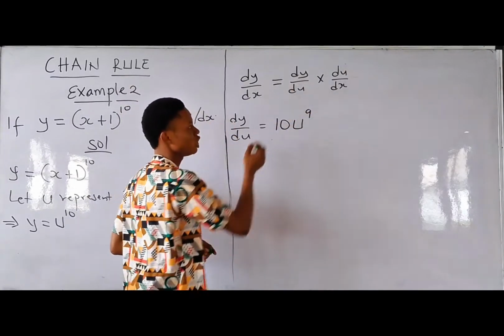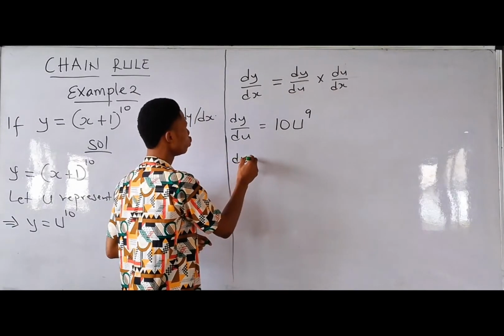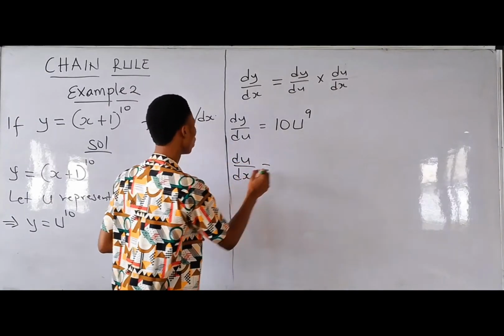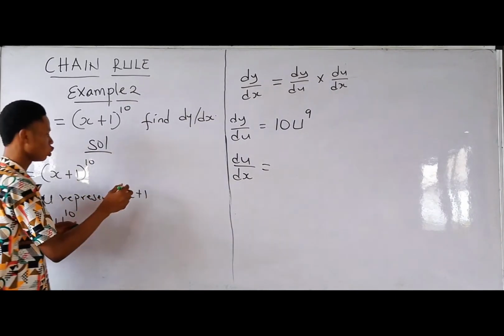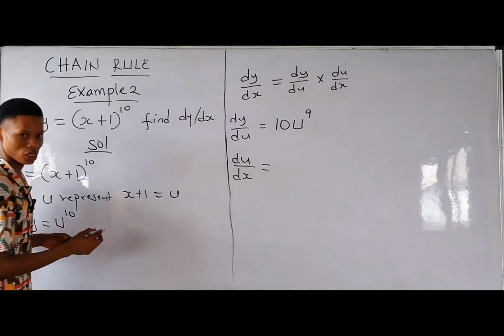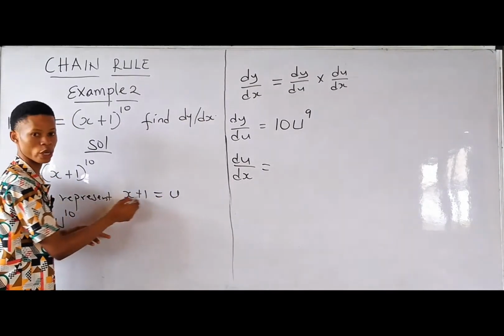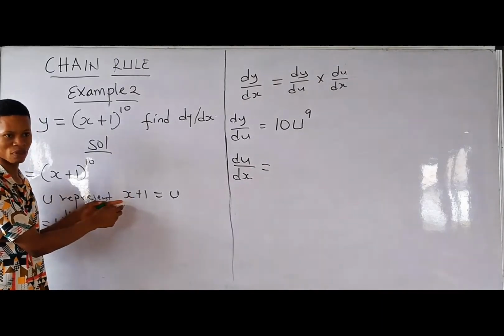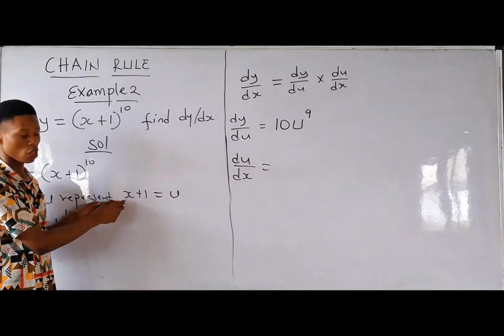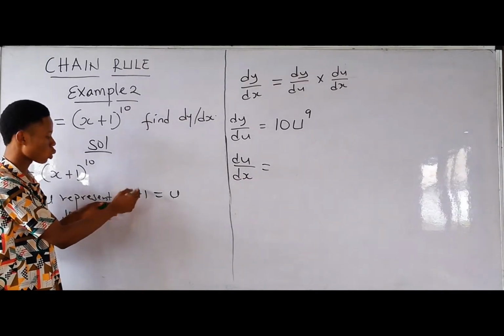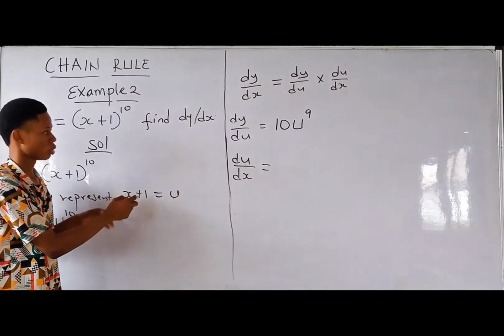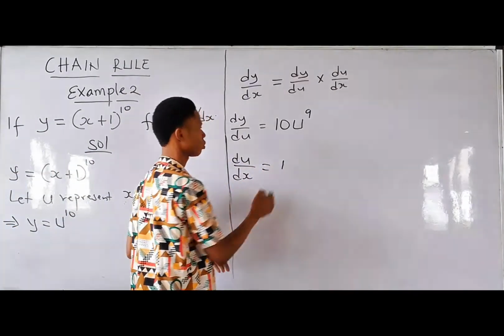Good. Let's find du over dx. du over dx is equal to, now differentiate u. Differentiate u with respect to x. Remember we said u is equal to this, right? That was what we said. So you are differentiating u with respect to x. If you differentiate x, what do you have? 1, right? Plus, if you differentiate 1, you have what? 0. So everything here is what? 1. du over dx is equal to 1.